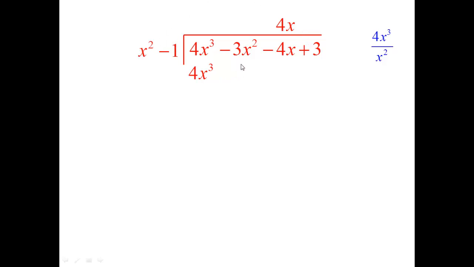Don't put it right here. It doesn't match with the term above it. Put it right here where it matches. So when we subtract, we subtract exactly what we see. So 4x cubed minus 4x cubed is going to cancel out.